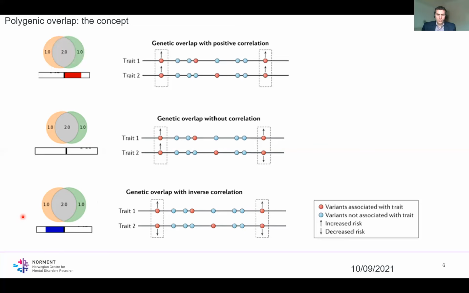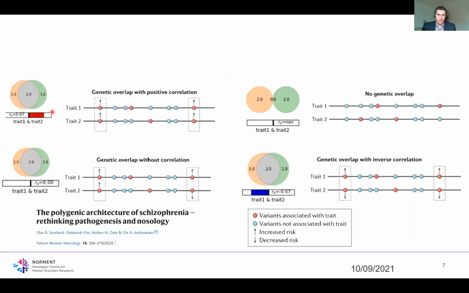Note that all 3 examples shown here are examples of polygenic overlap, but only one of them, in the middle, is an example without genetic correlation. Here are all of the 4 examples together. Let's reiterate. We are talking about the genetic overlap with positive correlation, without correlation, or with inverse correlation, and finally, no genetic overlap. And MiXeR is aiming to distinguish between these 4 scenarios.